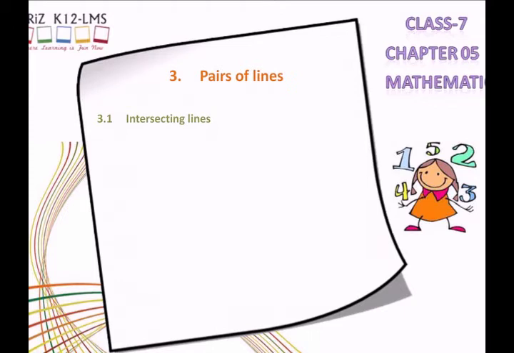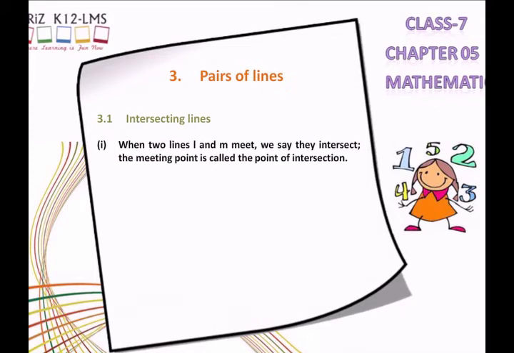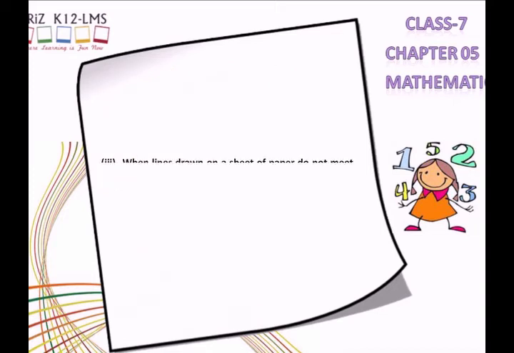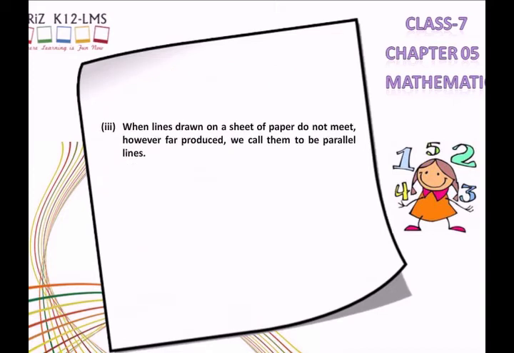3. Pairs of lines. 3.1. Intersecting lines. When two lines L and M meet, we say they intersect. The meeting point is called the point of intersection. Example, as shown in figure. Where lines drawn in a sheet of paper do not meet, however far produced, we call them parallel lines. Example, as shown in the figure.